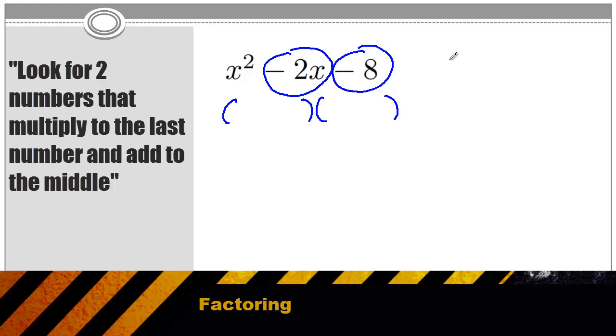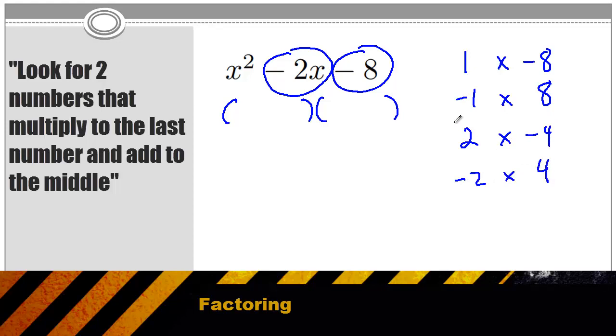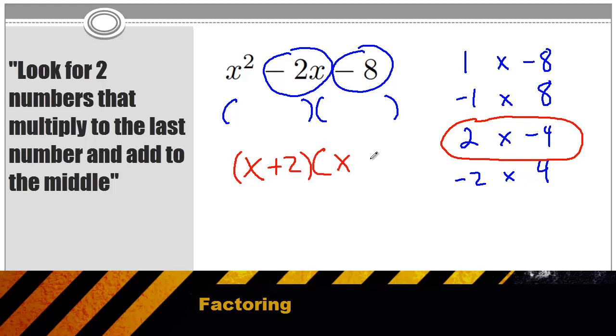In this case, let's make a list of the numbers that would multiply to -8. So you could have 1 times -8, or -1 times a positive 8, or 2 times -4, and a -2 times a positive 4. Then we look for which set of numbers would add to -2, and we only have one, positive 2 and -4. Therefore, our factored form of this quadratic expression would be x plus 2, times x minus 4.